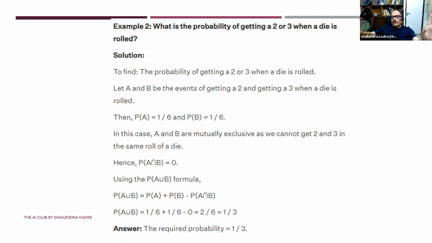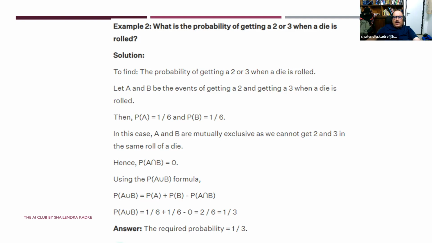So nothing in common, right? Either you will get 2 or you will get 3, so they are mutually exclusive events. So P(A intersection B) will be 0. Now you apply the formula: P(A union B) = P(A) + P(B) minus P(A intersection B). A intersection B is 0, so 1 by 6 plus 1 by 6, 2 by 6 is 1 by 3. You get the answer 1 by 3.